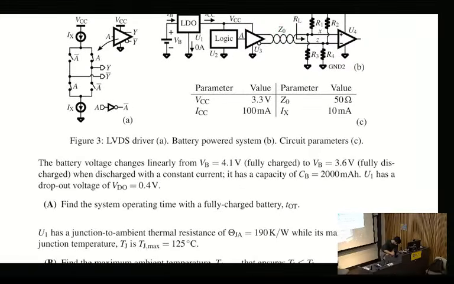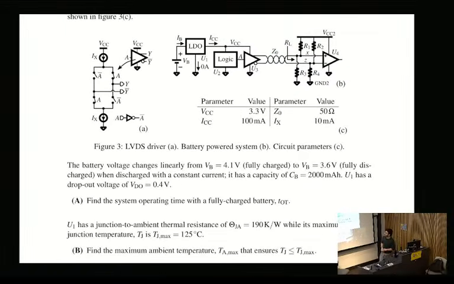So let's get to the first question. The battery voltage changes linearly from VB equals 4.1 volts fully charged to VB equals 3.6 volts fully discharged. When discharged with a constant current, it has a capacity of CB equals 2000 milliamp hours. U1 has a dropout voltage of VDO equals 0.4 volts. Find the system operating time with a fully charged battery, TOT. Thoughts?